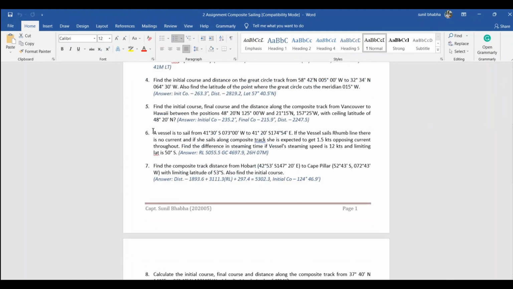If you see this question number 6, beta. A vessel is to sail from so and so position to this destination. If the vessel sails rhumb line, there is no current, and if she sails along the composite track, she is expected to get 1.5 knot opposing current. Find the difference in steaming time. So in this case, we will need to calculate the composite distance, and we will also need to calculate the rhumb line distance. So can you tell me now, beta, how are we going to find out this rhumb line distance?